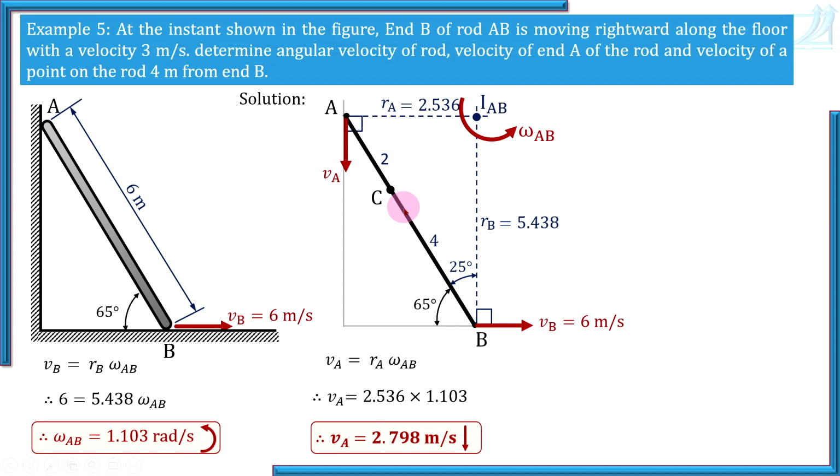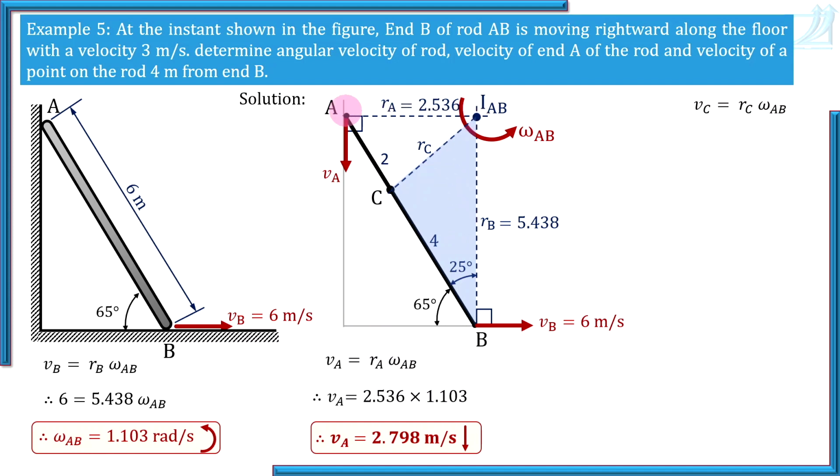Now once you get RC, you know that VC is equal to RC into omega. Once you get RC, you will get the answer because omega AB is already known, and to find RC we are going to use geometry of triangles. So RC is the line joining point C and ICR, the distance of point C from ICR. So this RC is to be found out. Which triangle has this side RC? Ask yourself this question, and you will be able to focus on the triangle.